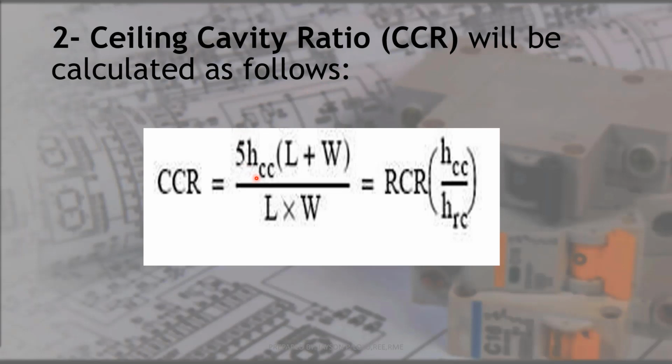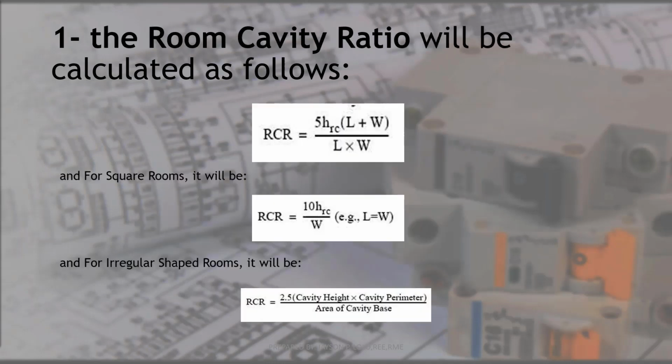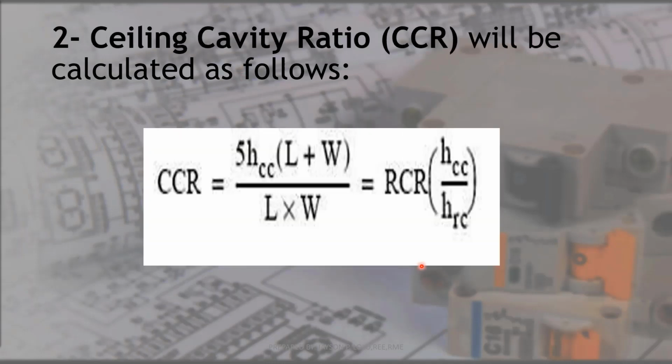Next is the ceiling cavity ratio or CCR. So CCR can be calculated by getting the ceiling cavity height times 5 length plus width over length times width. But if you have the value for RCR, so you can use the ratio of the ceiling cavity height over the room cavity height. Okay, HCC over HRC times the room cavity ratio. So this is the other formula.